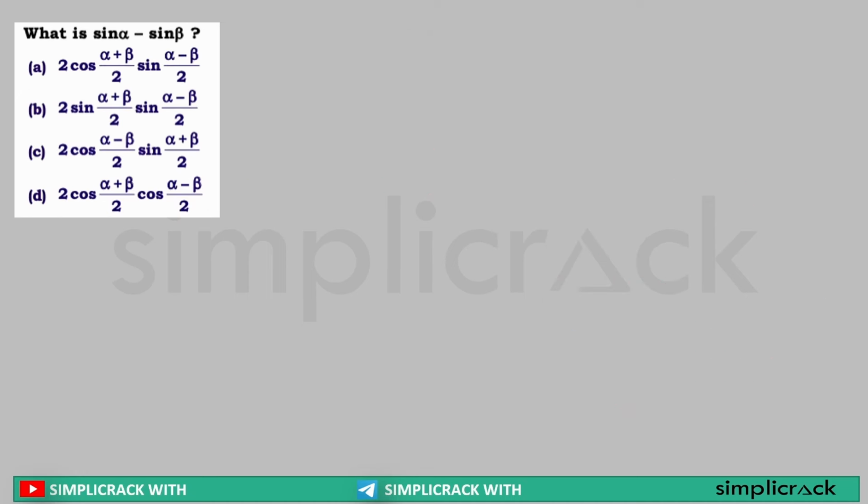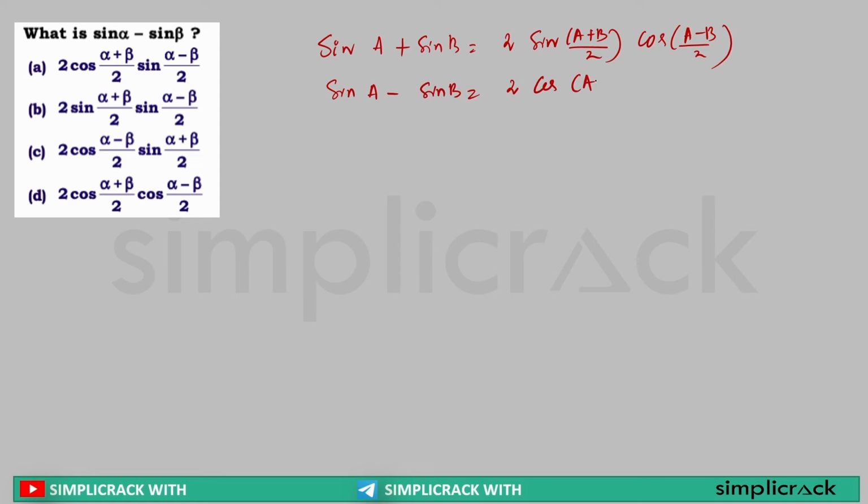Now, in order to solve this question, remember this, and I have told you: if this is written as sin A plus sin B, the answer will be 2 sin (A plus B)/2 into cos (A minus B)/2. If it is written sin A minus sin B, it will be written as 2 cos (A plus B)/2 into sin (A minus B)/2. If it is written cos A plus cos B, it will be 2 cos (A plus B)/2 into cos (A minus B)/2.